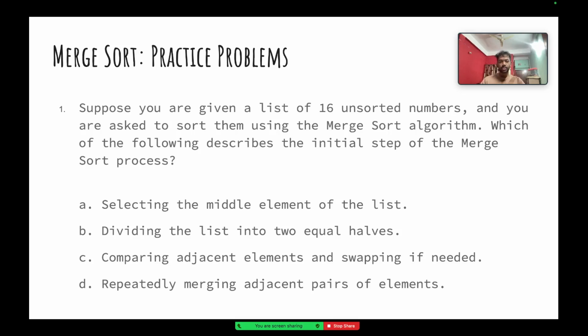Suppose you are given a list of 16 unsorted numbers and you are asked to sort them using the merge sort algorithm. Which of the following describes the initial step of the merge sort process? Selecting the middle element of the list, dividing the list into two halves, comparing adjacent elements and swapping if needed, repeatedly merging adjacent pairs of the elements.